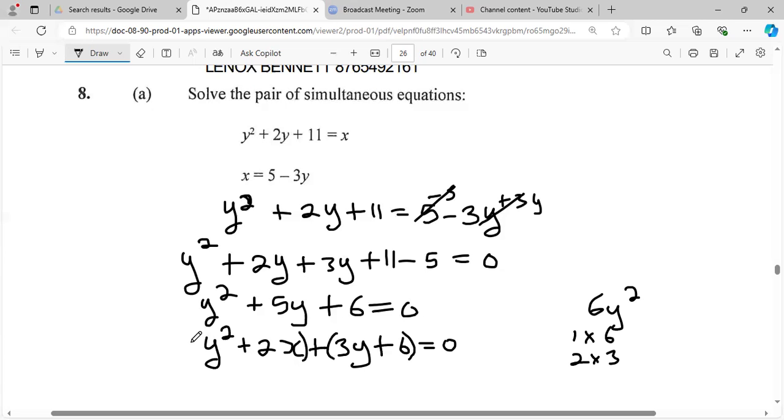Why may I have x? Stuck on the x, guys. Stuck on the x. This is supposed to be y. So sorry about that. Alright, so this is actually y.